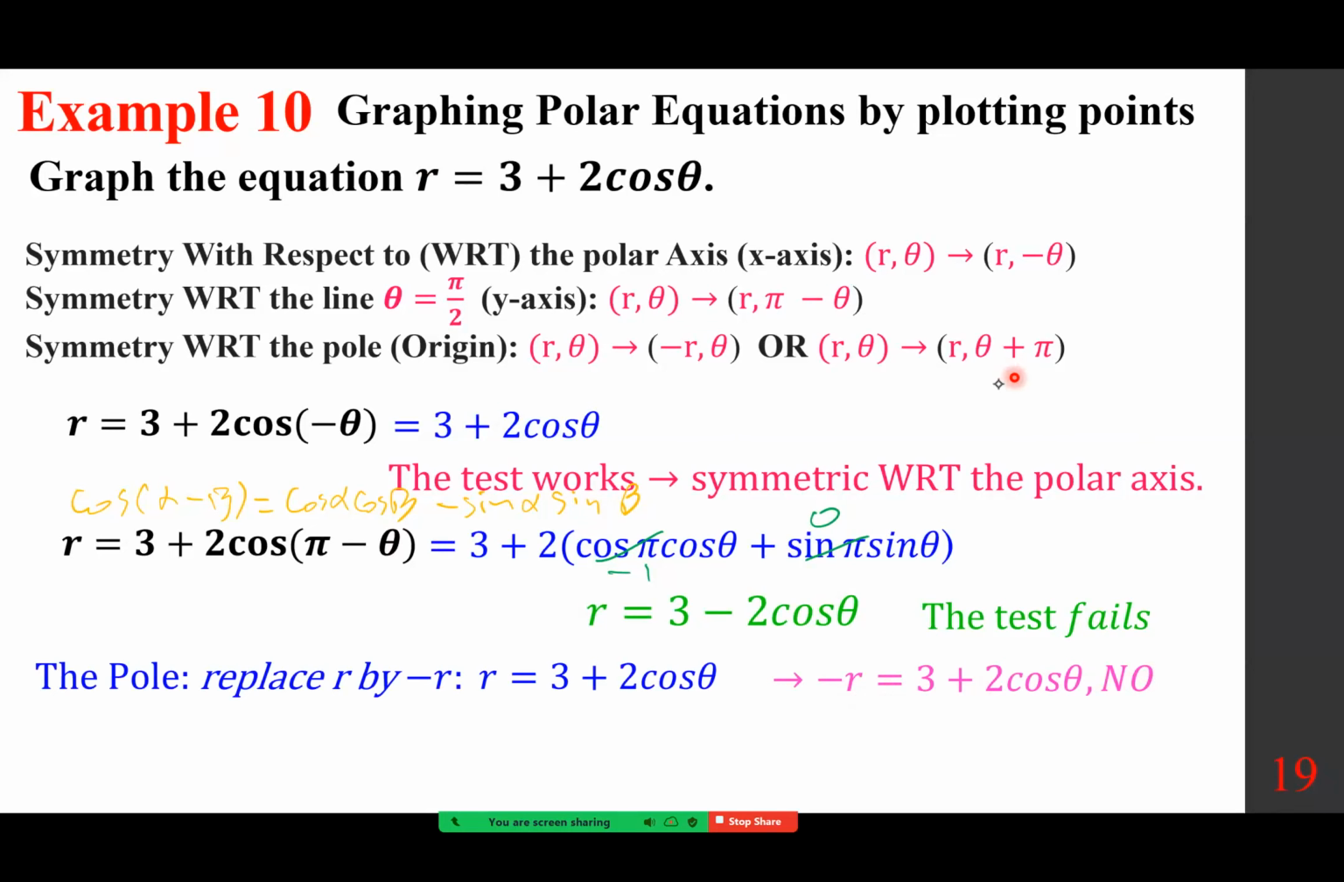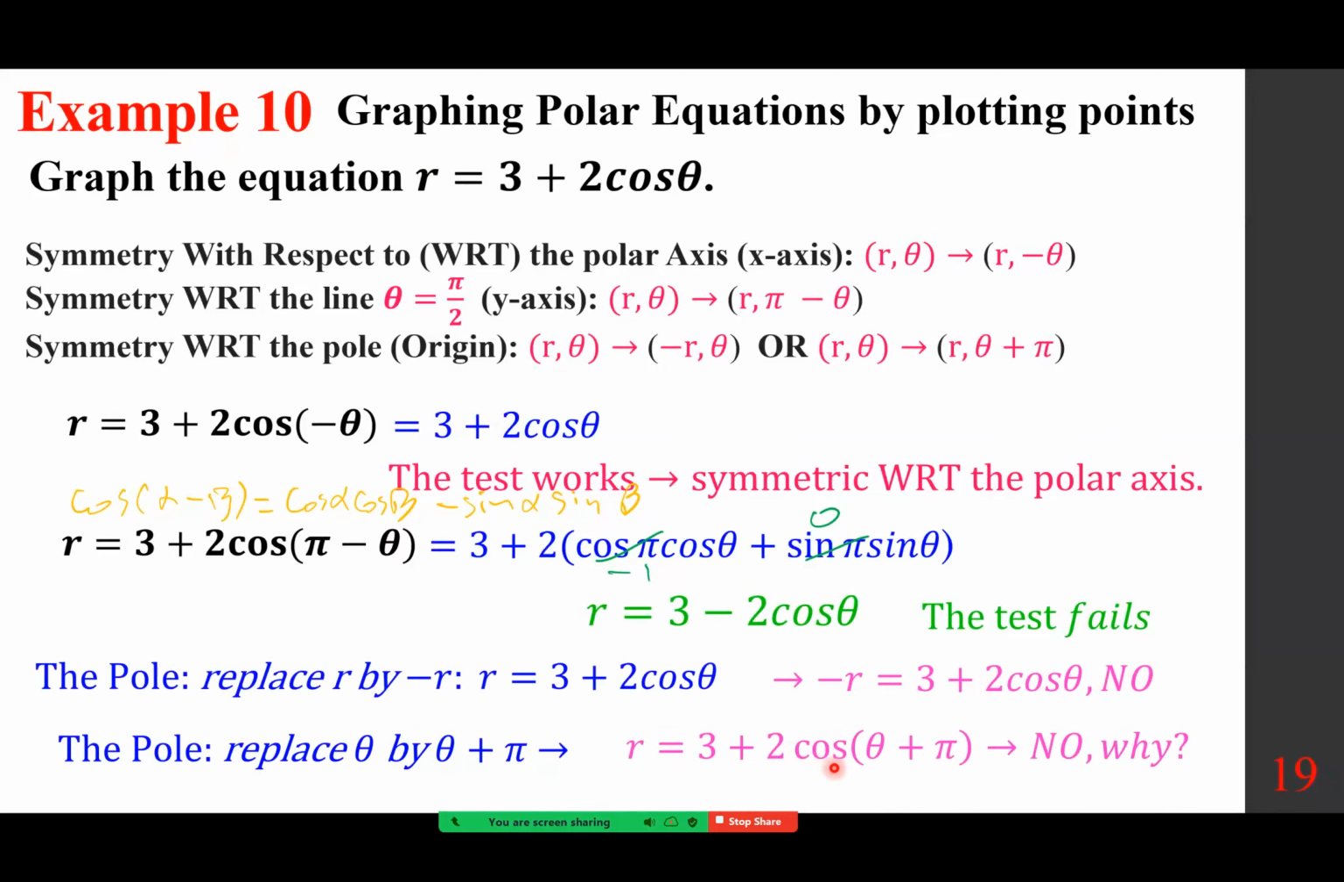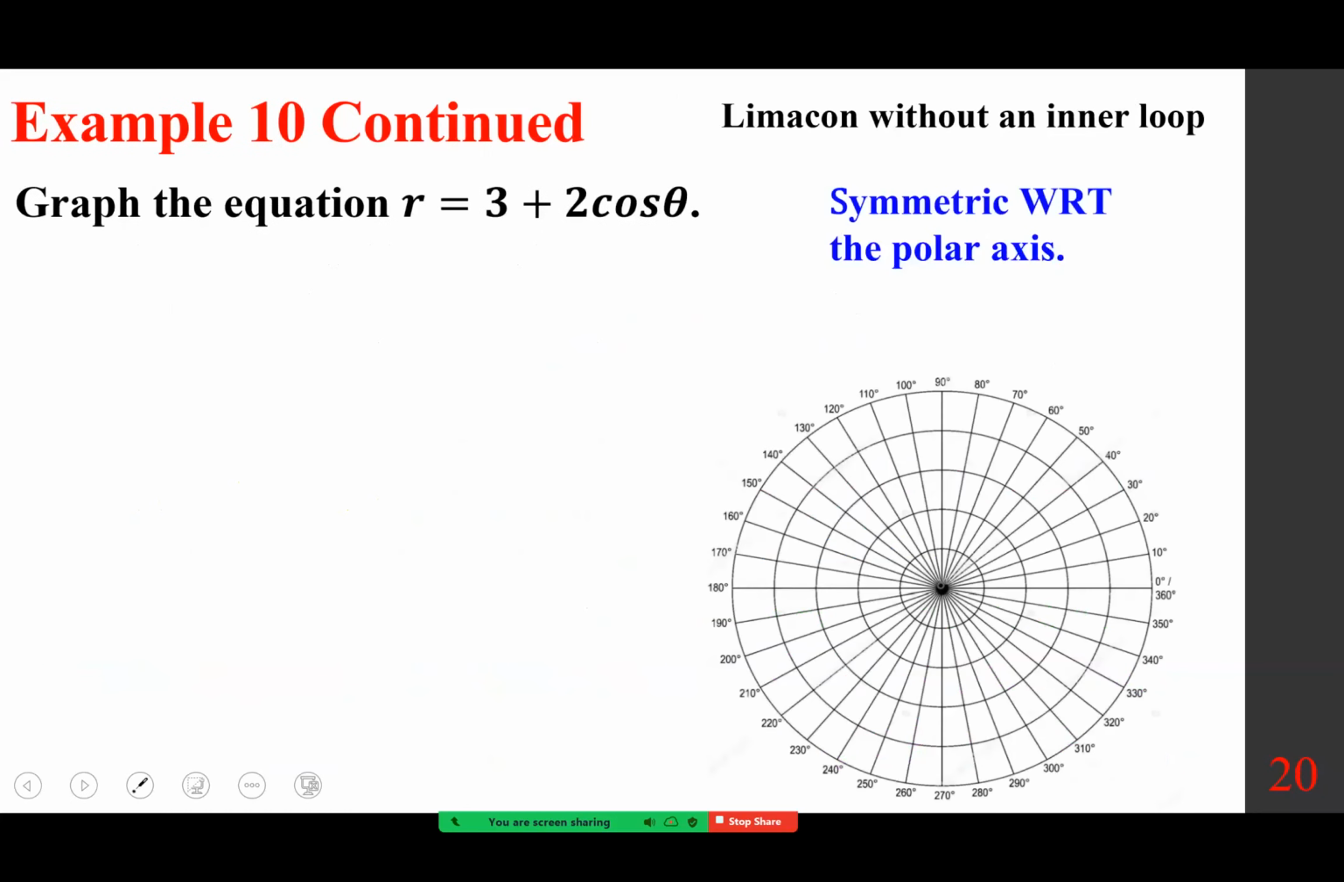If we replace it with theta plus pi, I'm going to leave it for you to see that this one won't work either, because all you have to do is expand this. Just the way we expanded this one, you expand this and you see that no, it's not. And so we are going to plot pairs, and of course bear in mind that we know it's symmetric with respect to the x-axis or the polar axis.